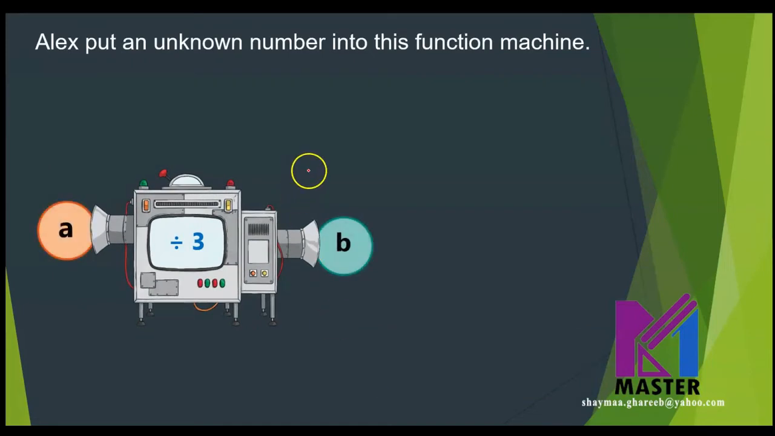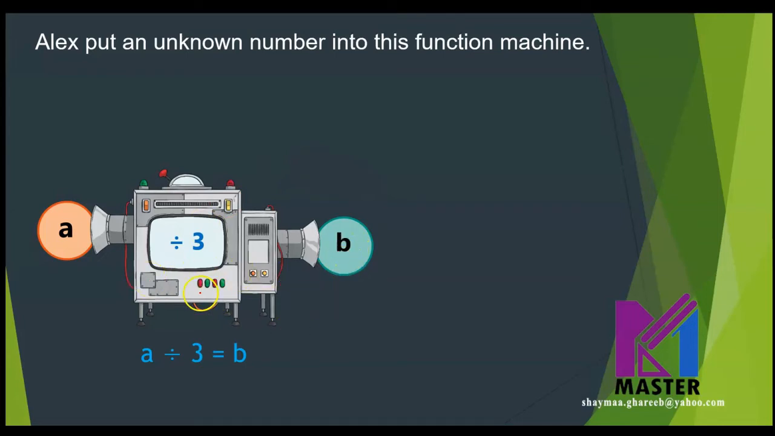Now look at this function machine. Alex put an unknown number into this function machine. So this is the unknown number. I will put it, or Alex put it, in this function machine, which is the input. And this function machine is doing dividing by 3. So when I put A in this function machine, it will be divided by the 3, and the answer, or the output, will be B.